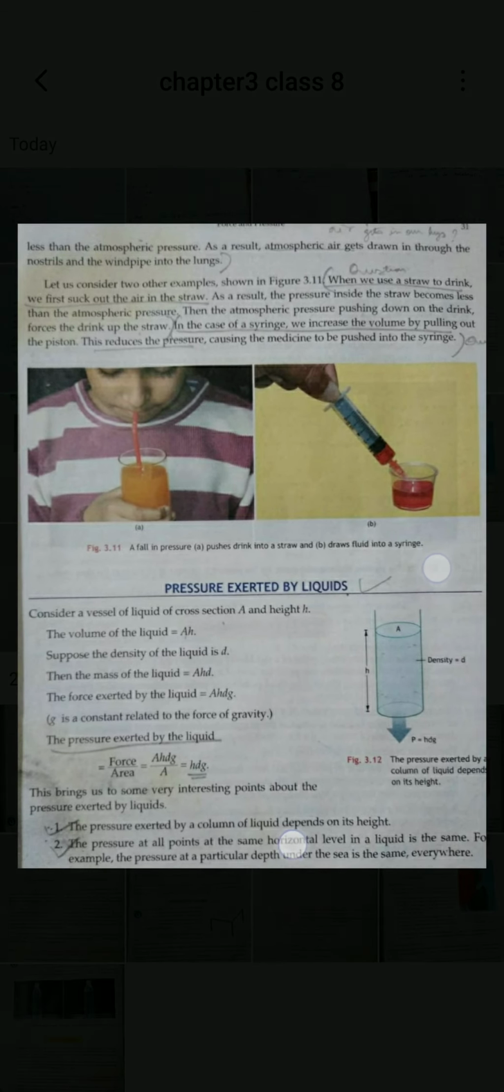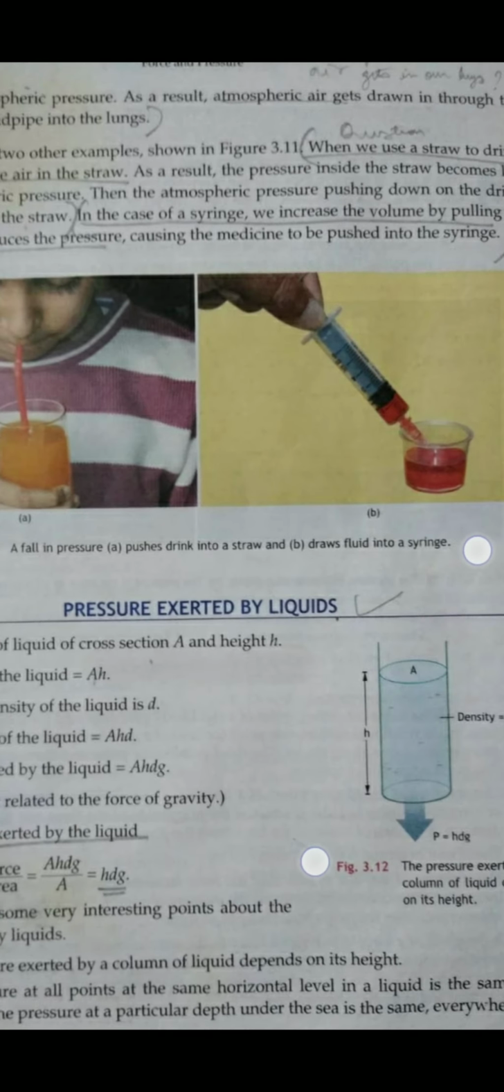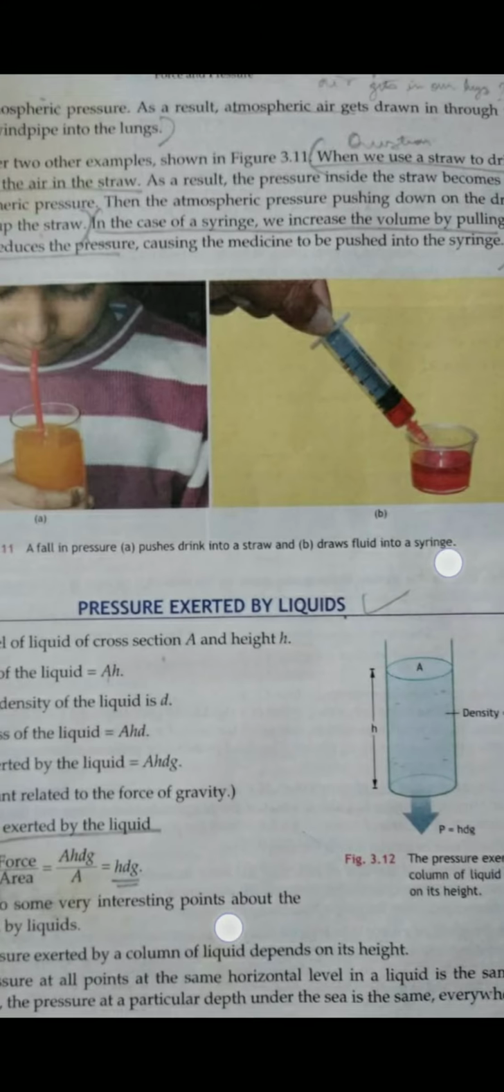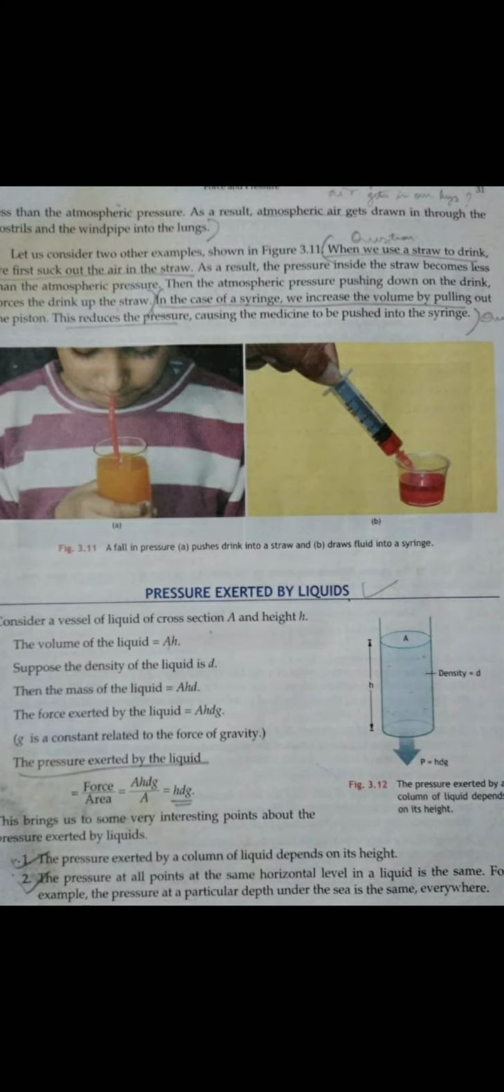Then the next topic is pressure exerted by liquid. See here, can you see the figure 3.12? This is a cylindrical thing. It is filled with water up to height h. So the volume of the liquid will become area multiplied by the height, A h.